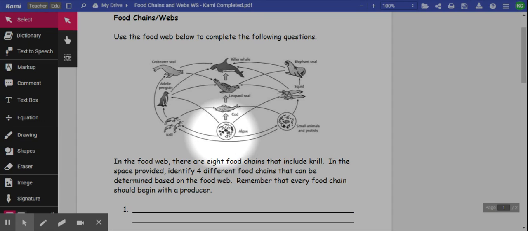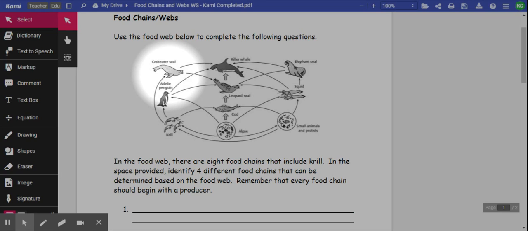So, if we see here, let's just follow a few paths. The algae can give its energy to the krill. The arrow is pointing from the algae to the krill. That means the krill gets energy from the algae. So, the algae is giving the energy to the krill because the krill eats the algae. Then, one possibility is that this crab eater seal could eat the krill. So, the energy is moving from the krill to the crab eater seal.